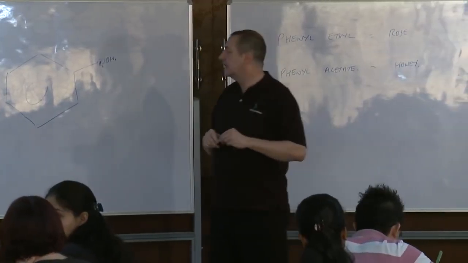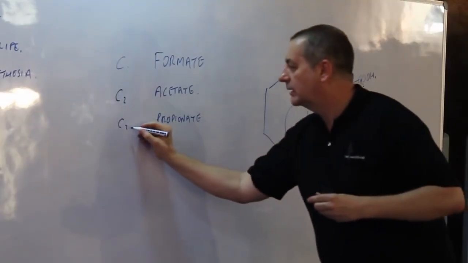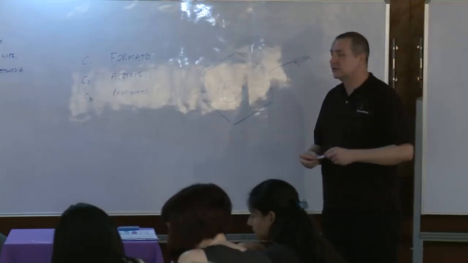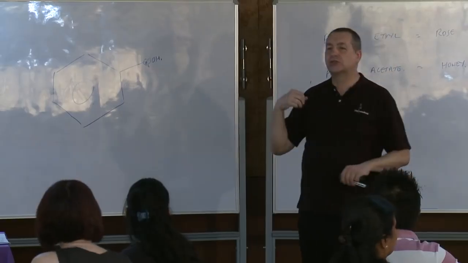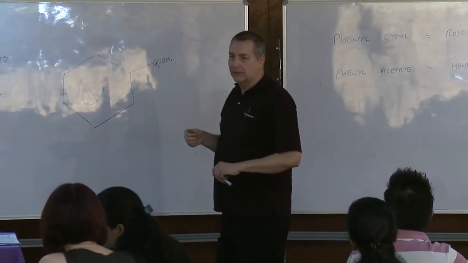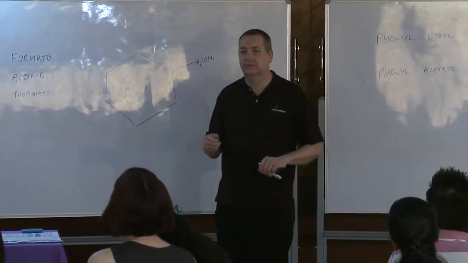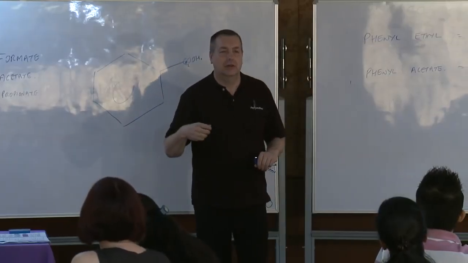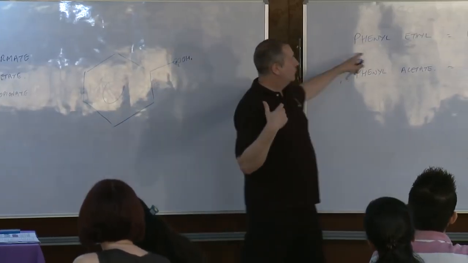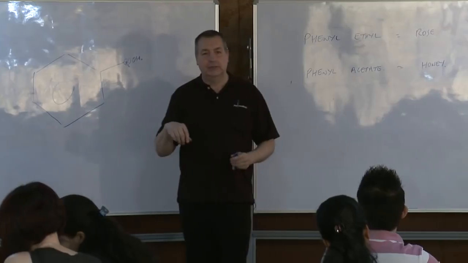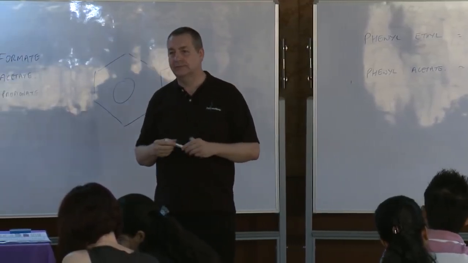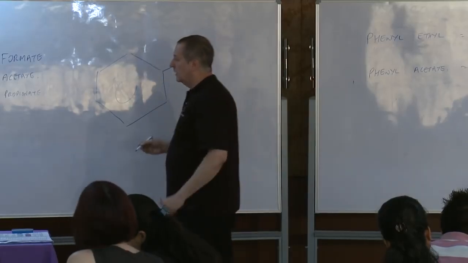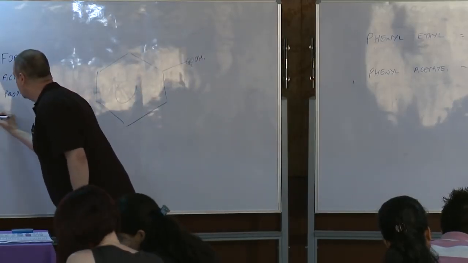Yeah, C3, sorry. 3 carbons, yeah? So propionate from propionic acid is a little bit sweeter than the acetate. So phenyl ethyl propionate is less fruity and a bit sweeter than the acetate. The next one up is C4.